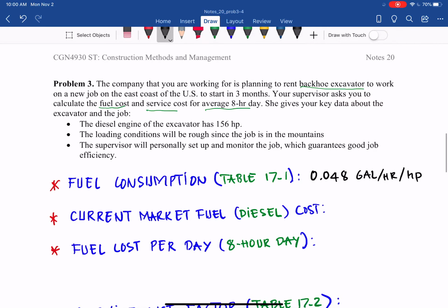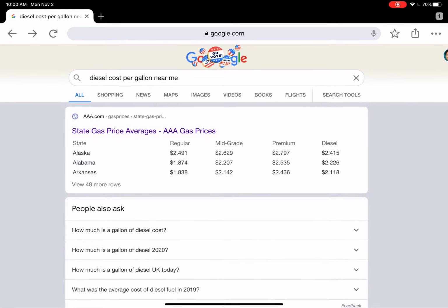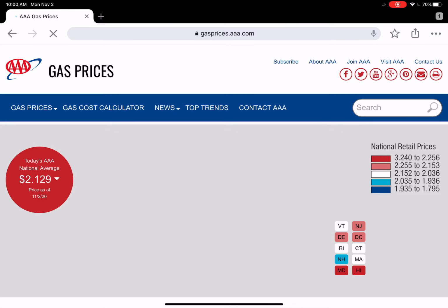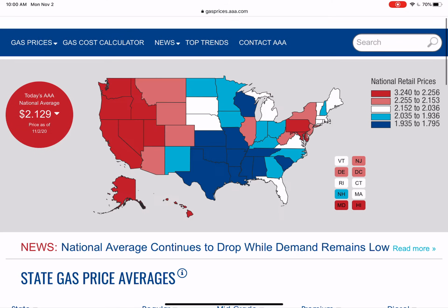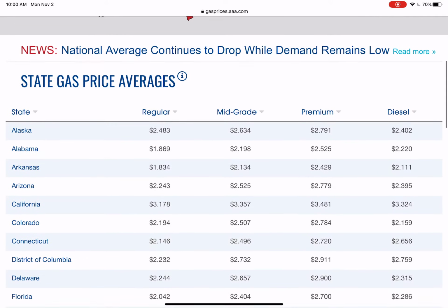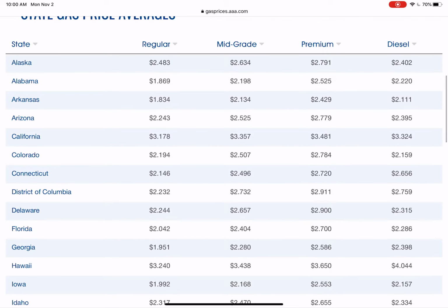So if we go to Google, that's what I'm doing, I search diesel cost per gallon near me. Then it goes to AAA. Of course, you can use any other source. It shows us the map, including Florida. Go to the state gas price average and go to Florida, for the diesel.